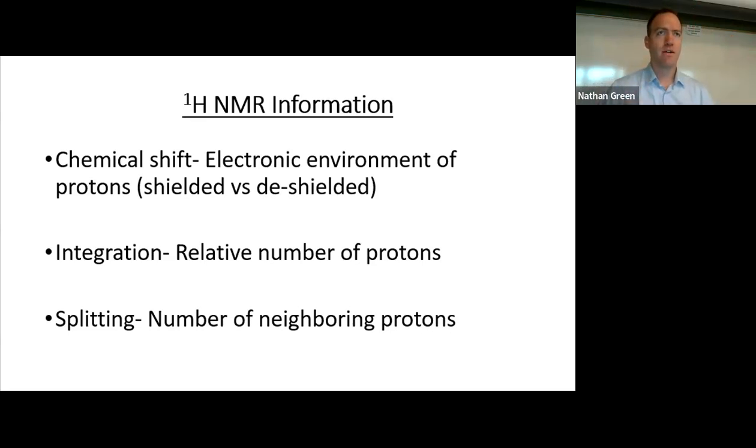As we've seen with IR, I can only tell you functional groups. With mass spec, I can only tell you the molecular formula, but it's really hard to tell the exact structure. I can tell you pieces of it, but the exact structure is difficult. Proton NMR is not that way. I can tell you exactly where most things are included in a proton NMR just from that one spectrum.